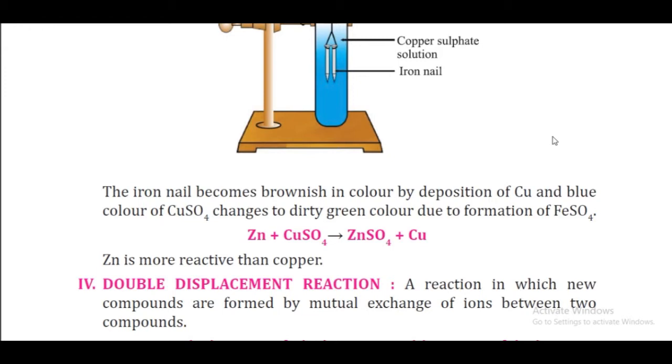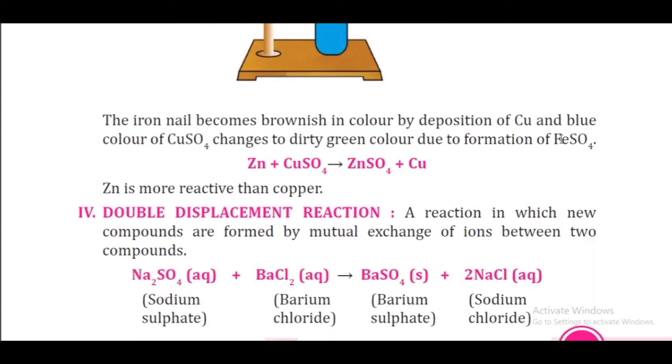We can go for one more example, that zinc reacts with copper sulfate solution to form zinc sulfate solution and copper. Here also you can see zinc is more reactive than copper, and it displaces copper to form zinc sulfate solution and copper, because here zinc is more reactive than copper. Clear? In the same way we can take many more examples. Lead reacts with copper chloride to form lead chloride and copper.